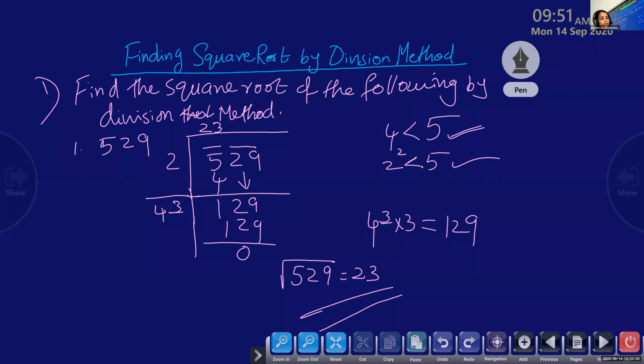We need to fill that dash, not a bar. We need to fill that dash by writing a number. Also, we should multiply with the same number such that we will get this 129. So, here 43 into 3 gives 129. So, remainder is 0. Therefore, root of 529 is 23.